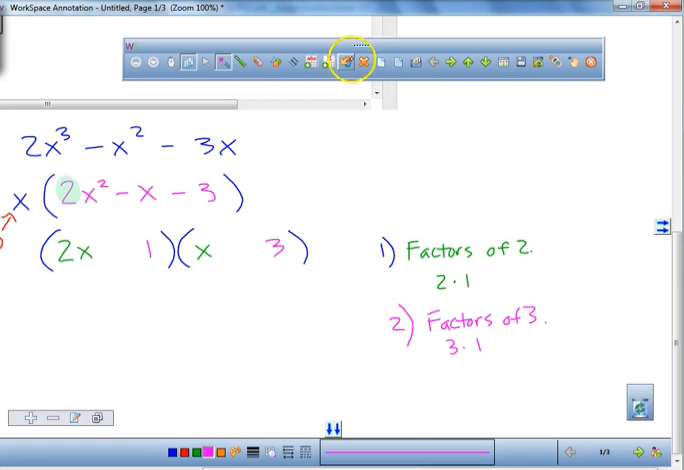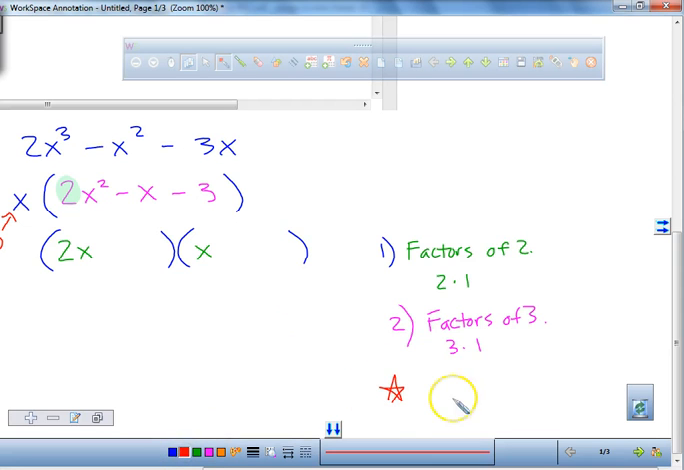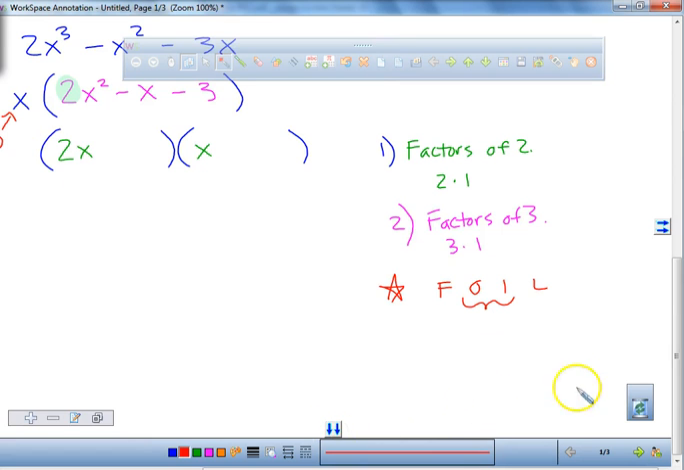Now, how do you figure that out? It all depends on something very important. Put a star right here. In the FOIL method, it's all about the outside and the inside term, the sum of those. That's what we're looking for. So what is the sum of our outside and inside term going to be in our problem? It's going to end up being a negative x. So I need to have that be a negative x value.